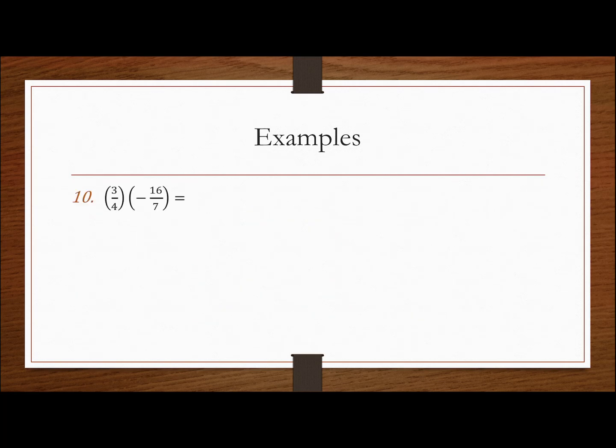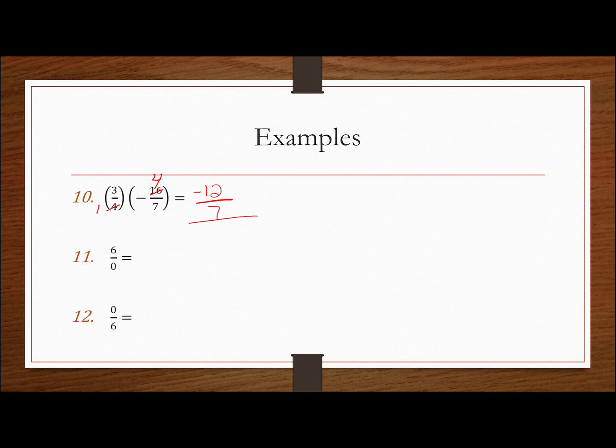Okay, next I have 3/4 times -16/7. So again, look to see if we can cancel anything on top and bottom. So here 4 goes into 4 once, and 4 goes into 16 4 times. Now if I multiply across the top, I have a positive and a negative, so that would give me -12. 1 times 7 is 7. That can't be simplified anymore, and we're going to leave our answers as fractions, no decimals.